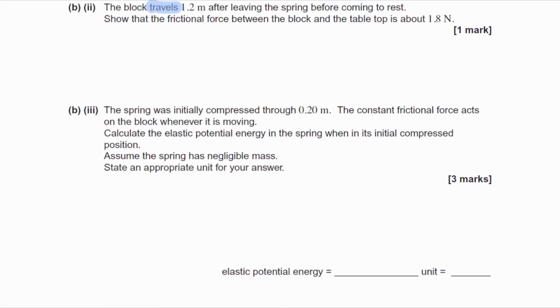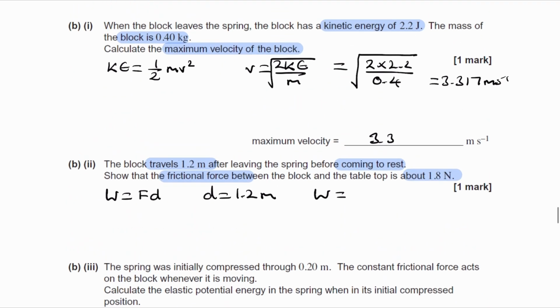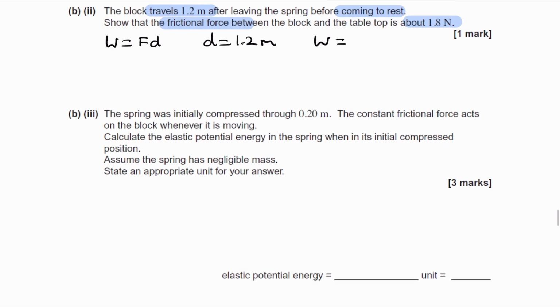The block travels 1.2 meters after leaving the spring before coming to rest. Show that the frictional force between the block and the tabletop is about 1.8 newtons. So we can use for this question, work done is force times distance. The distance is 1.2 meters. The work done is the work done by the frictional force, and that work done will decrease the kinetic energy from what it was before, 2.2 joules, to 0. So the work done would be 2.2 joules, and then F in this case would be the frictional force, so that will be the work done over distance, 2.2 over 1.2, which is 1.83 recurring.